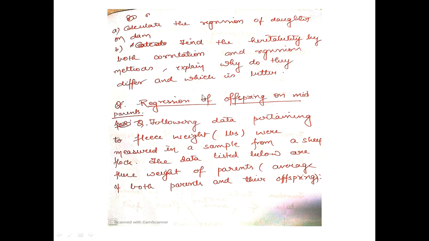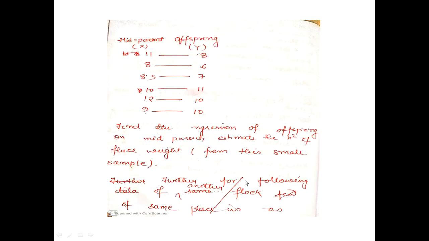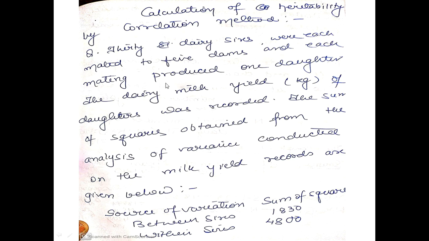Similarly, here is a question about regression of offspring on mid parent. At least you can try both the heritability questions yourself. The following data pertaining to fleece weight were measured in a sample from a sheep flock. The data listed below are fleece weight of a parent, average of both the parents and their offspring. Find the regression of offspring on mid parent. Estimate heritability of fleece weight from the small sample. So you can find the heritability.